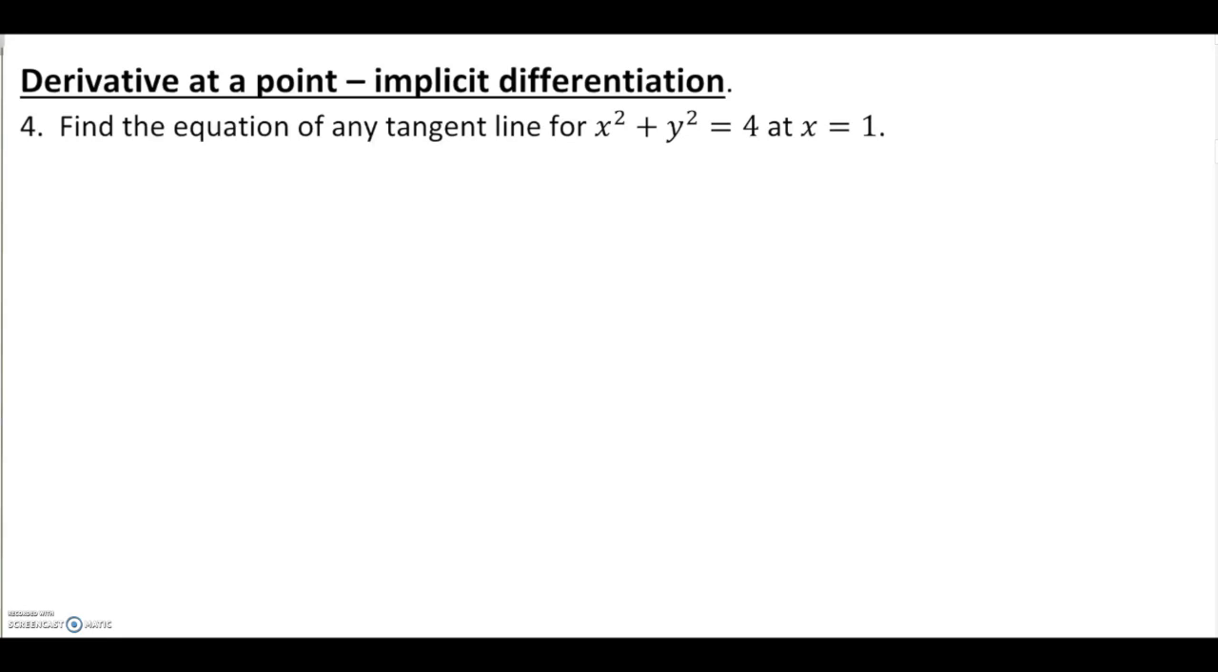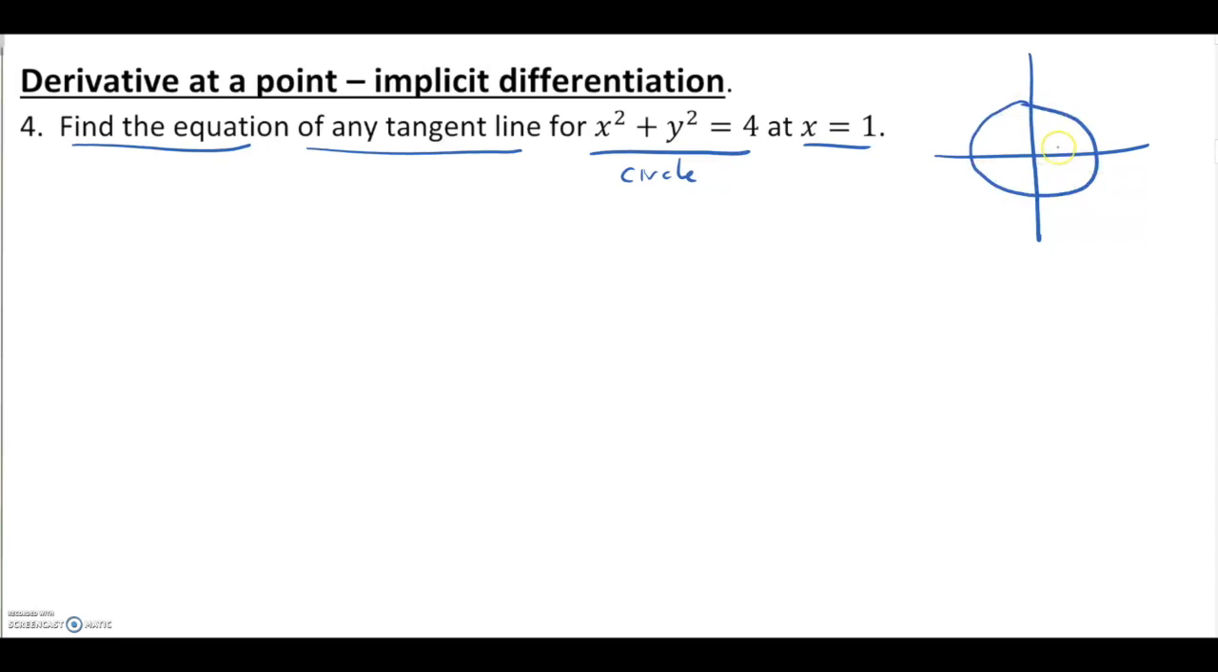So let's try to put this to use on something hopefully familiar. We should notice that this x squared plus y squared equals 4 is the equation for a circle. And we want to find the equation of any tangent line to that circle at x equals 1. So think about the circle being centered at 0, 0, and it's got a radius of 2. Well, at x equals 1, I'm going to have 2 spots where I could have a possible tangent line. And so that's why the problem says find the equation of any tangent line there. I can find it for either the one up top or the one on the bottom.